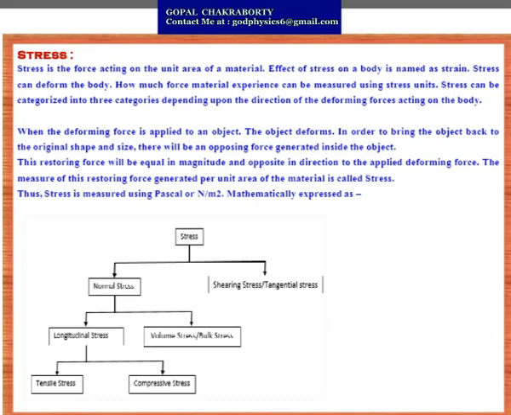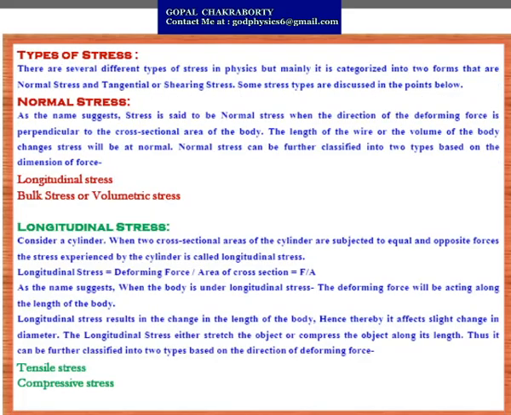Now stress can be categorized into two types: one is normal stress and another one is shearing stress, or tangential stress. Normal stress may be longitudinal stress, volume stress or bulk stress, and longitudinal stress is of two types: one is tensile stress and the second one is compressive stress. Now I will discuss the types of stress. The first one is normal stress.